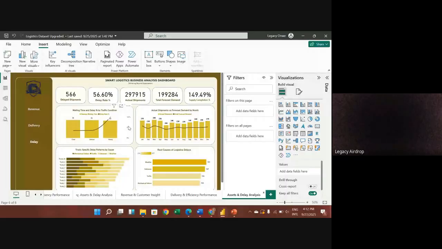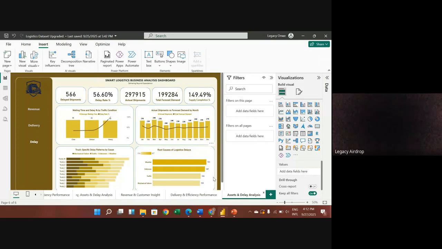When we look at traffic conditions, delay rates under heavy traffic approach 100%, but even in clear conditions, waiting time is still 34 to 36 hours, pointing to internal inefficiencies. Truck level delay patterns confirm that both high and low revenue trucks suffer from delays, showing this is a fleet-wide issue. Actual shipment versus forecast demand also shows oversupply in all the months. Finally, the root causes highlight traffic at 135 and weather at 151 as the biggest external causes, but mechanical failures at 133 and unknown causes at 147 represent internal problems we can control.